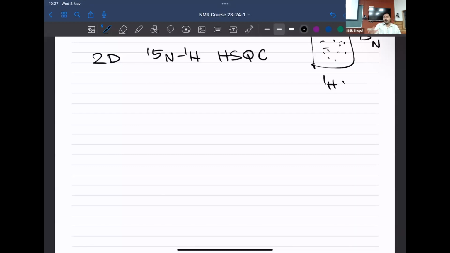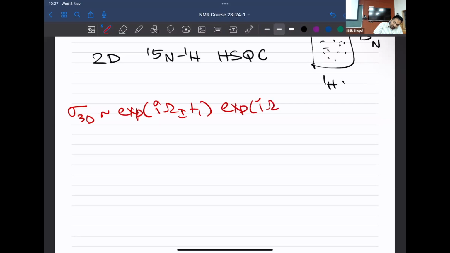Did you follow that? So today we'll try to build up on the experiments that we already learned and see how a three-dimensional NMR experiment comes. I'm sure you are able to appreciate the fact that the 3D experiment is going to be exp(iω_I t1), exp(iω_K t2) times exp(iω_S t3).